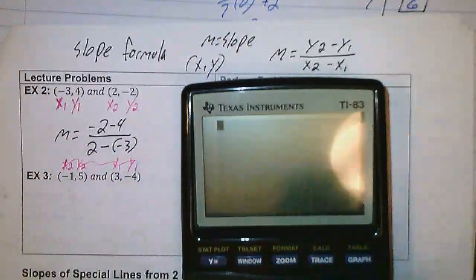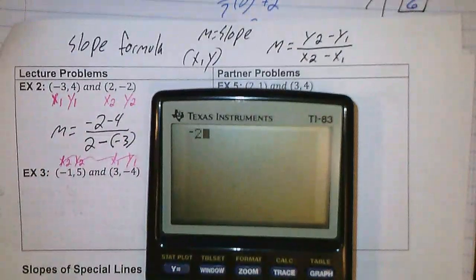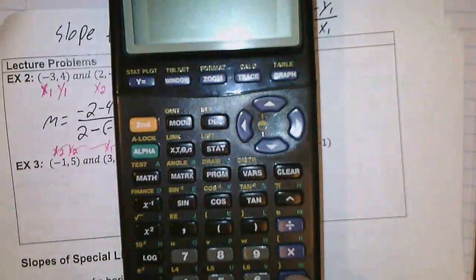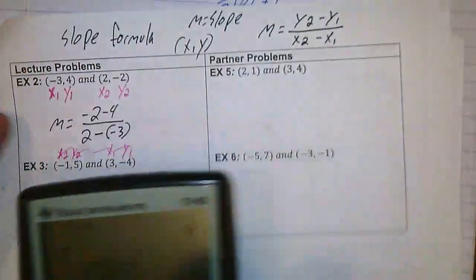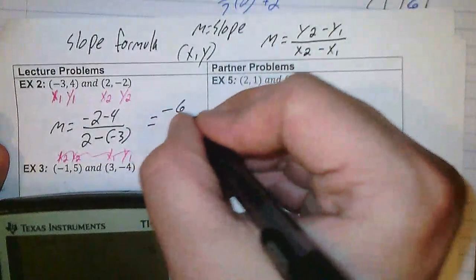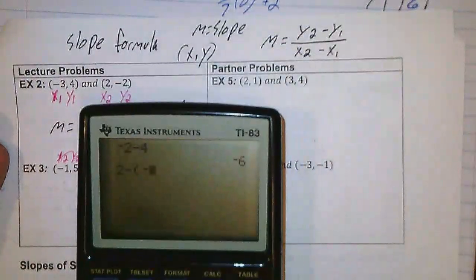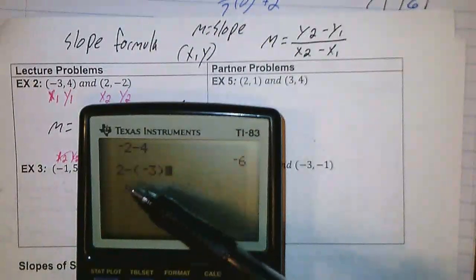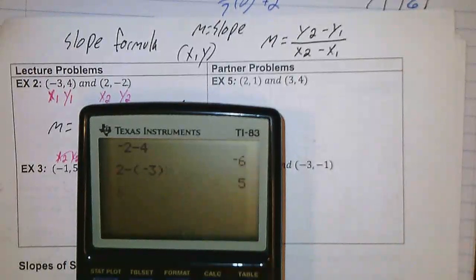Negative 2 minus 4. Since my first term is negative, I need to use the negative sign, not the minus, but the negative. So negative 2, and now I use the blue minus button, 4. Negative 2 minus 4 is negative 6. And then I have 2 minus, parentheses, negative, here we go, 3. Again, this is a minus sign, this is a negative sign. 2 minus negative 3 is positive 5.